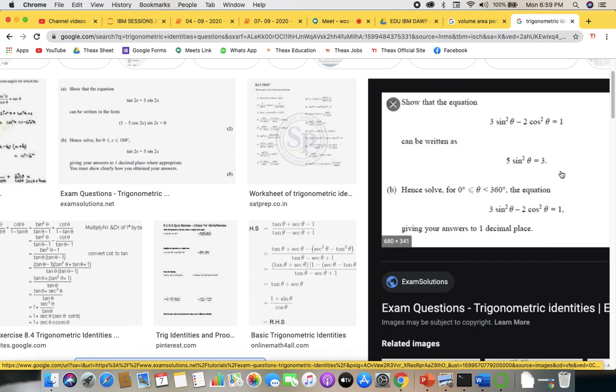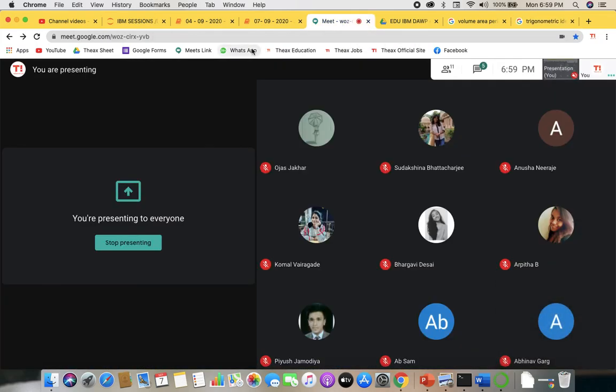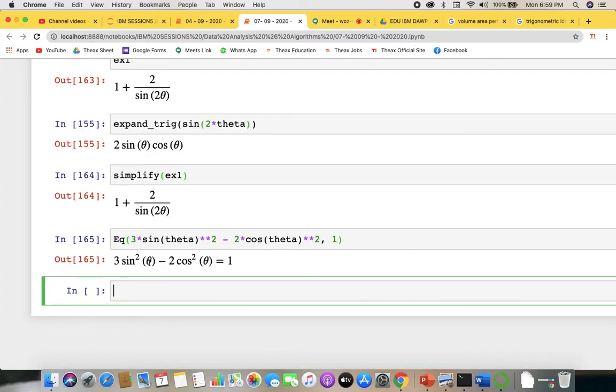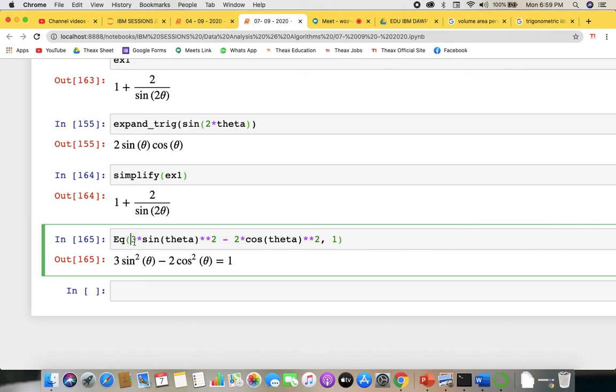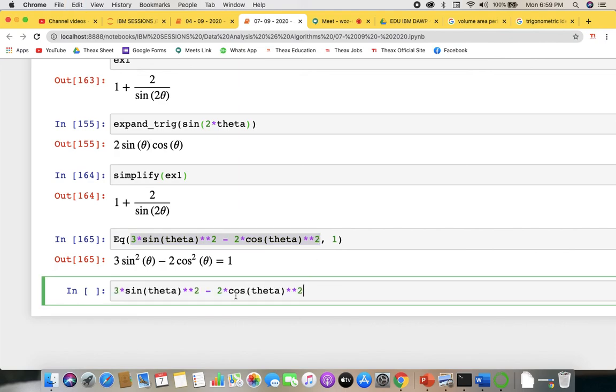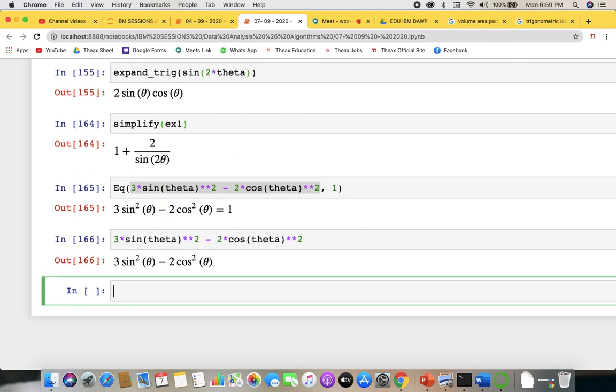Okay. That is, sine theta is equal to under root of 3 by 5, or theta will be equal to all those. Okay. Nice. 5 sine square theta equals 3. This is the equation, 3 sine square theta minus 2 cos square theta.